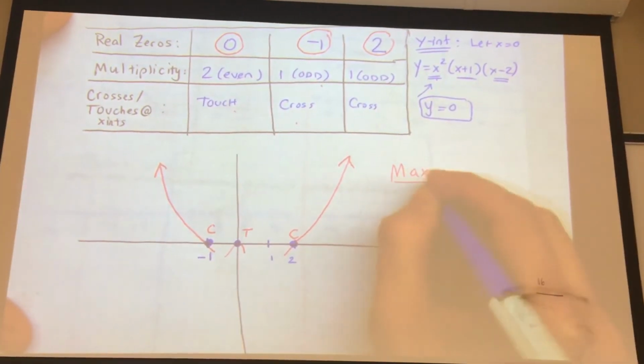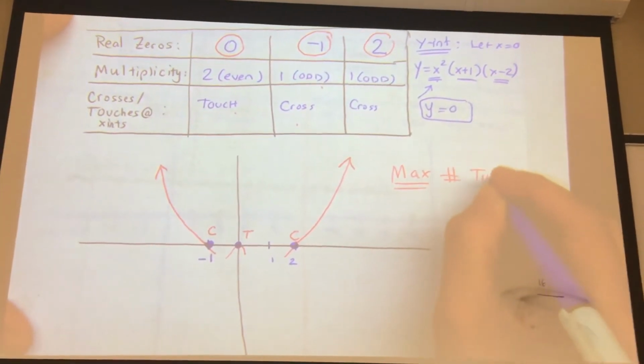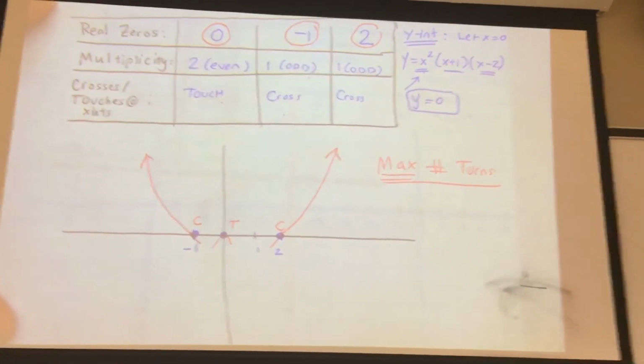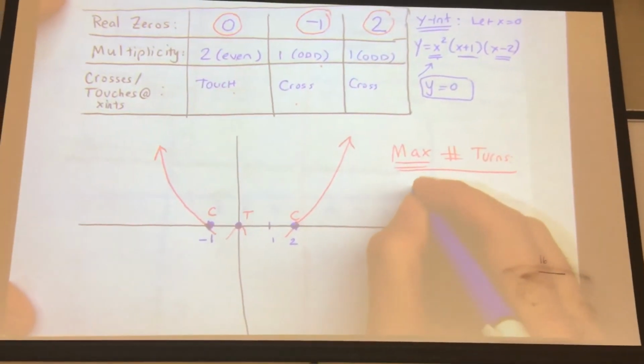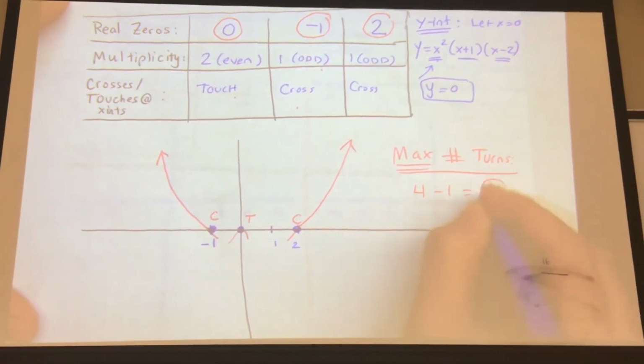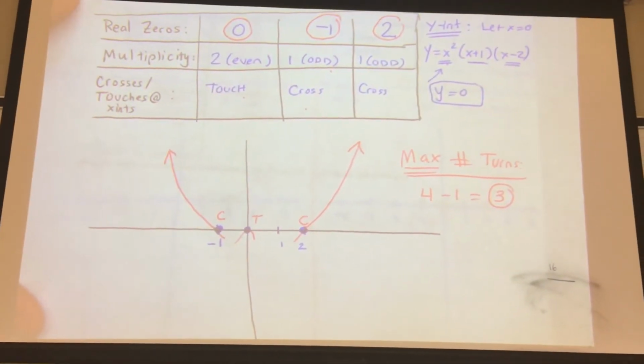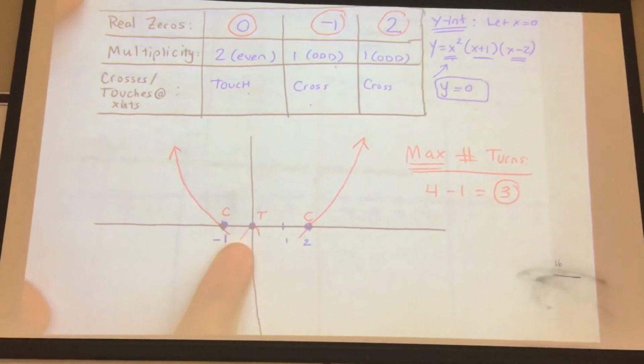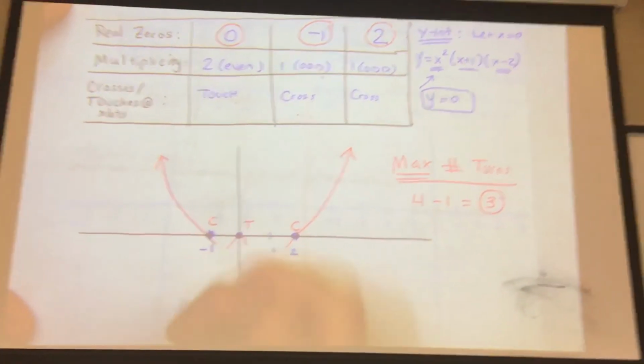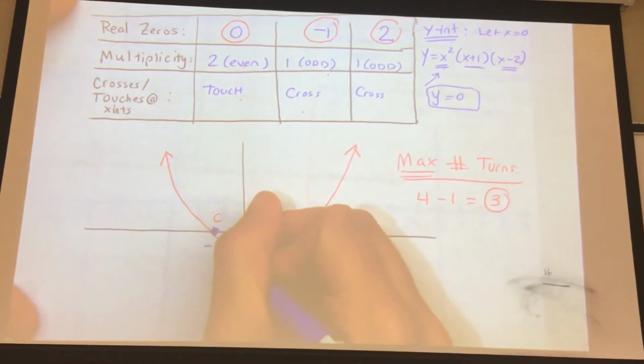Good job. My maximum number of turns is the degree minus 1. The degree here was 4. 4 minus 1 is 3. So I could have up to 3 turns. Now, I know one of them happens at that turning point because it touches there, right? So that's one of them. But another one is implied to happen somewhere here.